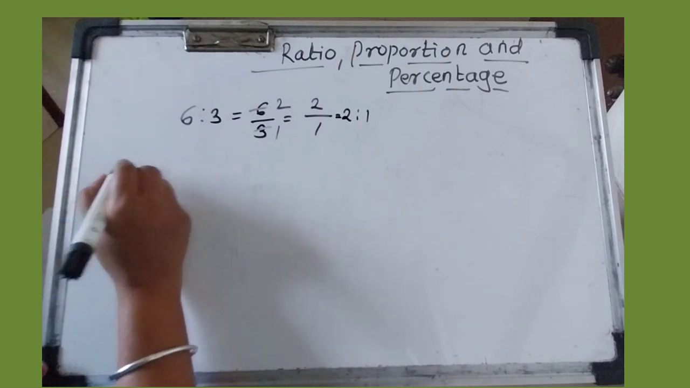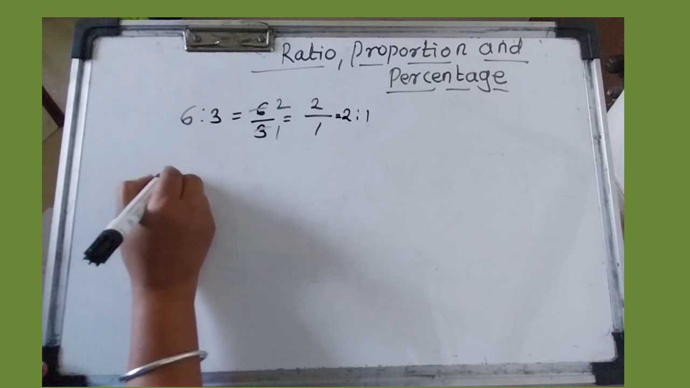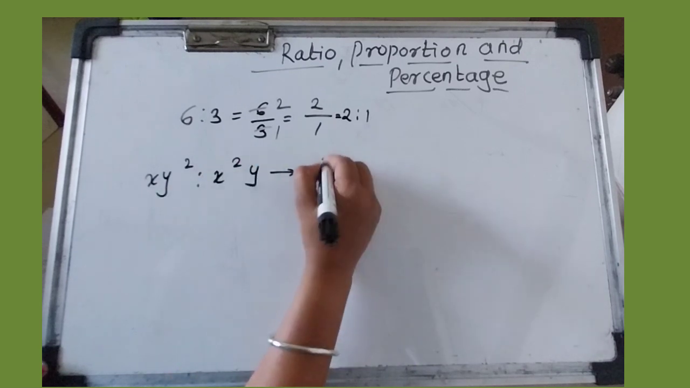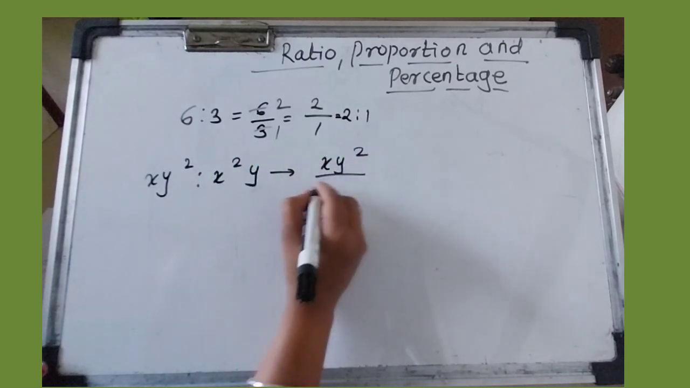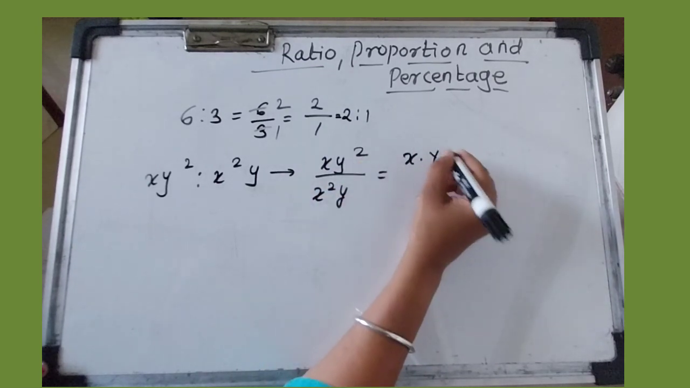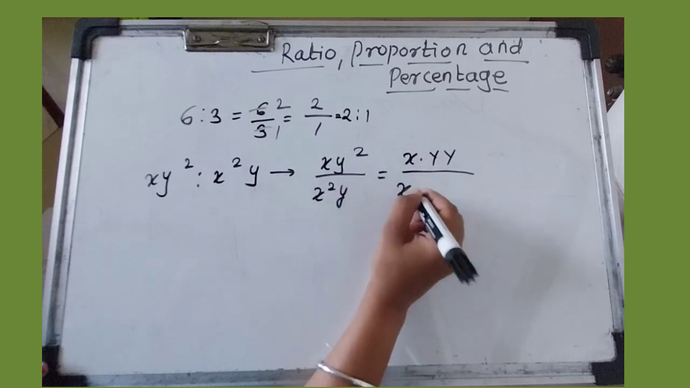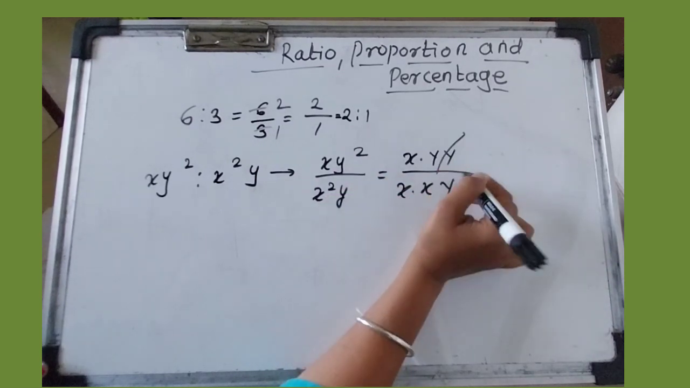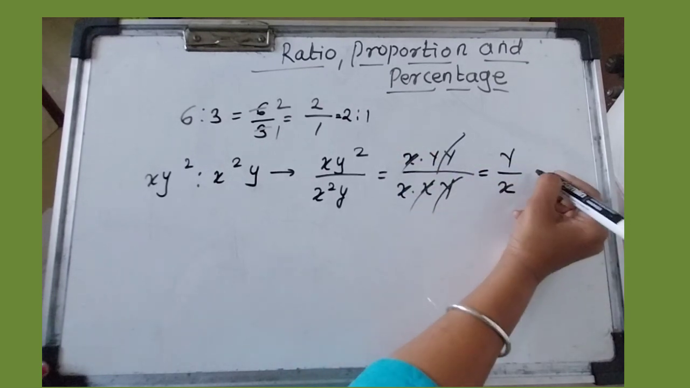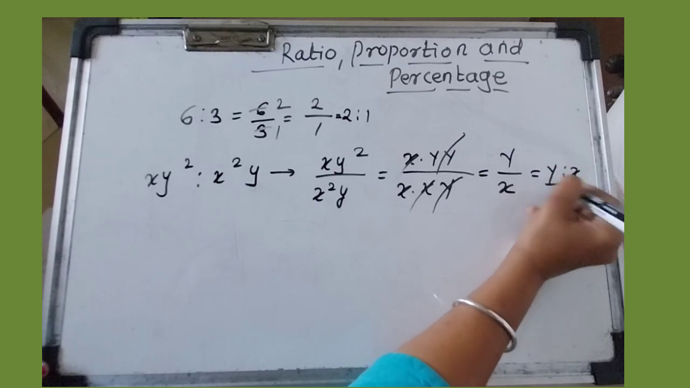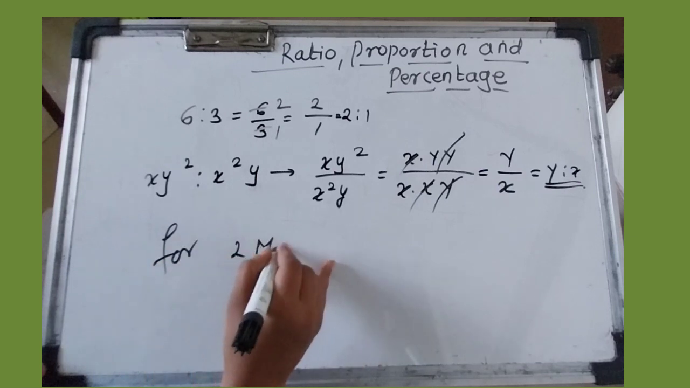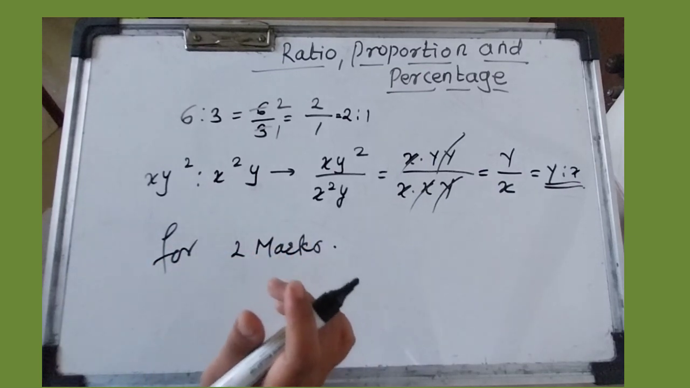Again I take one more example. xy square is to x square y. How do we write xy square upon x square y? We write it as x into y square, means x into y into y. X square means x into x. So y gets cancelled, x gets cancelled. Remaining is y upon x. We write it as y is to x. This is the simplified form. Sometimes they ask it for 2 marks, 2 marks in the first question. Clear?